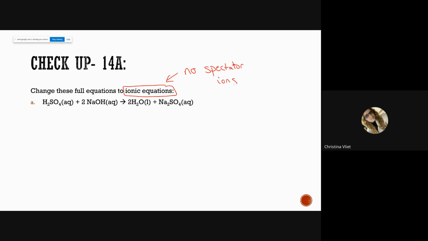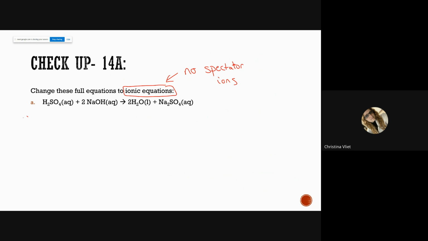How do you know what your spectator ions are by looking at this? So can you figure that out just by looking at the equation? How would we go about this? What is a way we could go about this? Go ahead, Nikki. So we should ionize all of our aqueous reactants and all of our aqueous products.